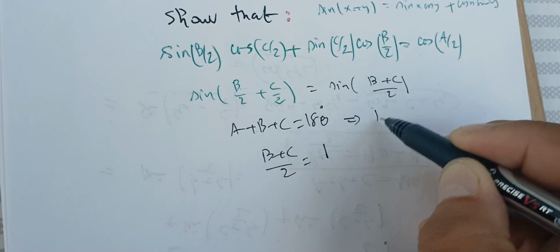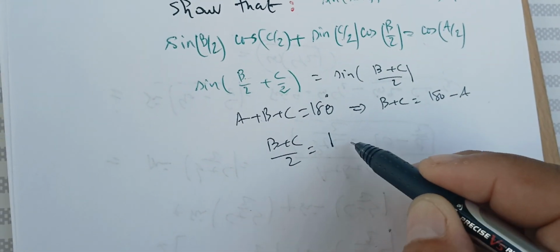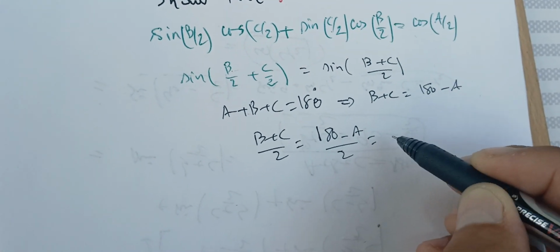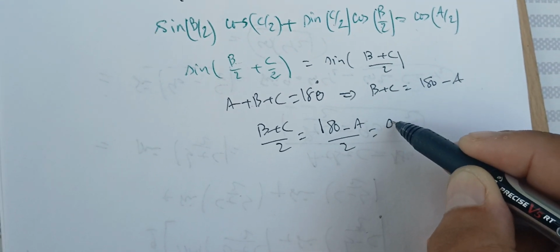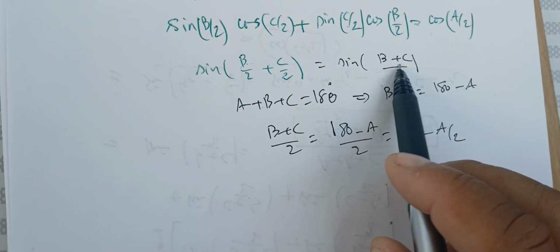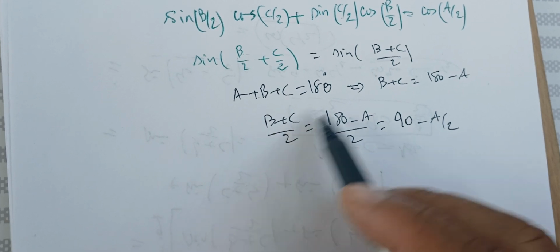So here we have b plus c is 180 minus a. If we divide by 2, we're going to get 180 minus a over 2. We can even simplify this one as 90 minus a over 2. Let's plug this value of b plus c over 2 here.